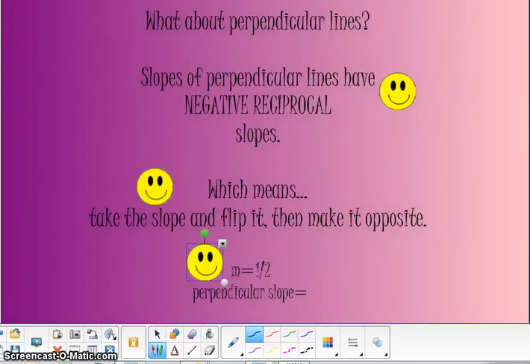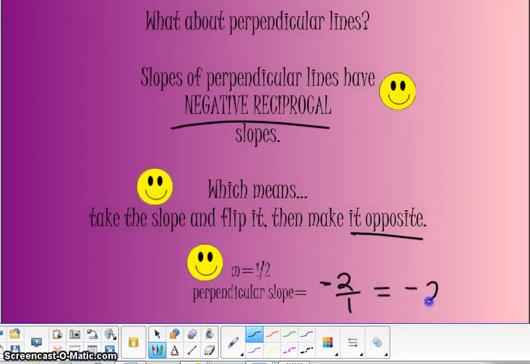What about perpendicular lines? Slopes of perpendicular lines are negative reciprocals, which means take the slope and flip it, then make it opposite. So if we take the slope and flip it, it would be 2 over 1. Then make it opposite, which makes it negative, or in simplified form, -2.